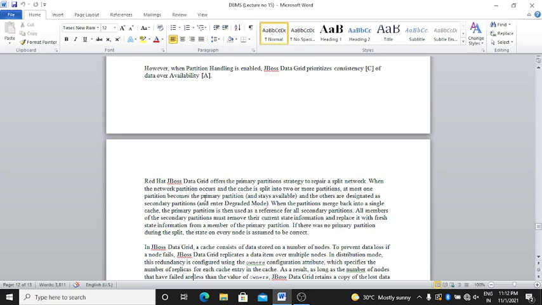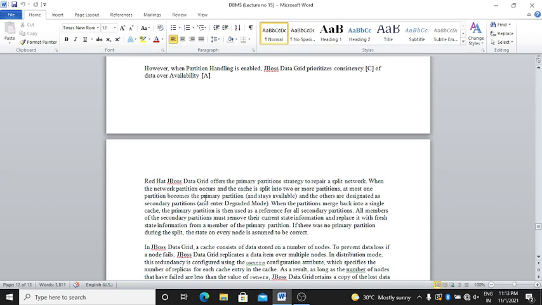When a network partition occurs and the cache is split into two or more partitions, one partition becomes the primary partition and the others are designated as secondary partitions.